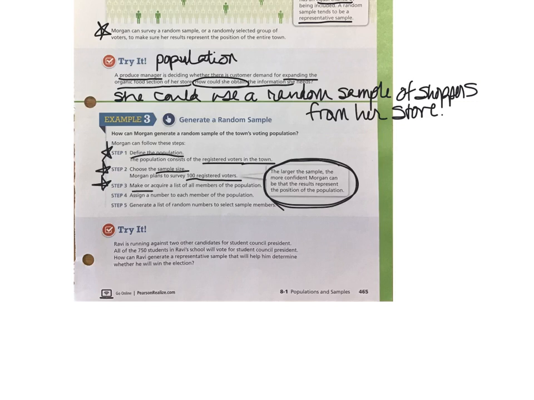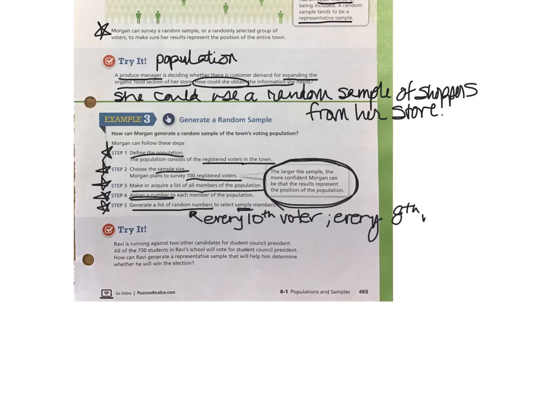In step 3, you make or acquire a list of all the members of that population. Step 4, assign a number to each member of the population. And finally, step 5, generate a list of random numbers to select the people that are included in the sample. In other words, this random sample could be, let's say, every 10th voter. Maybe she does every 8th voter. As long as she ends up with at least 100 people in her survey, she can be fairly confident that her results will hold true in the vote.